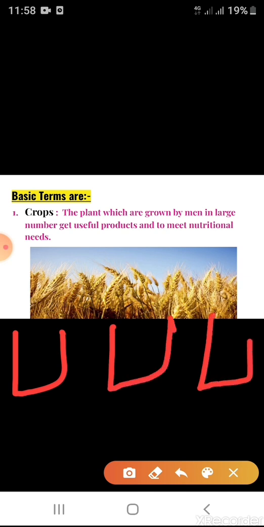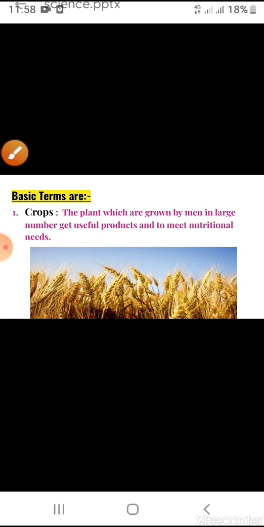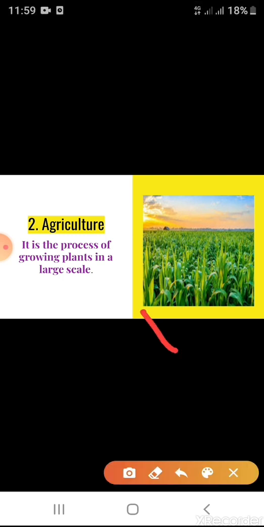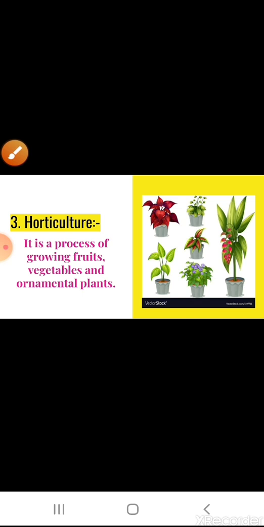Let's take one example. I have one or two pots of money plant at my house. So can I say that these one or two pots of money plant represent a crop? No, because the terms large scale and large space are not satisfied in this condition. So, children, you are now able to differentiate between a group of plants and crops. Let's shift to the next term.